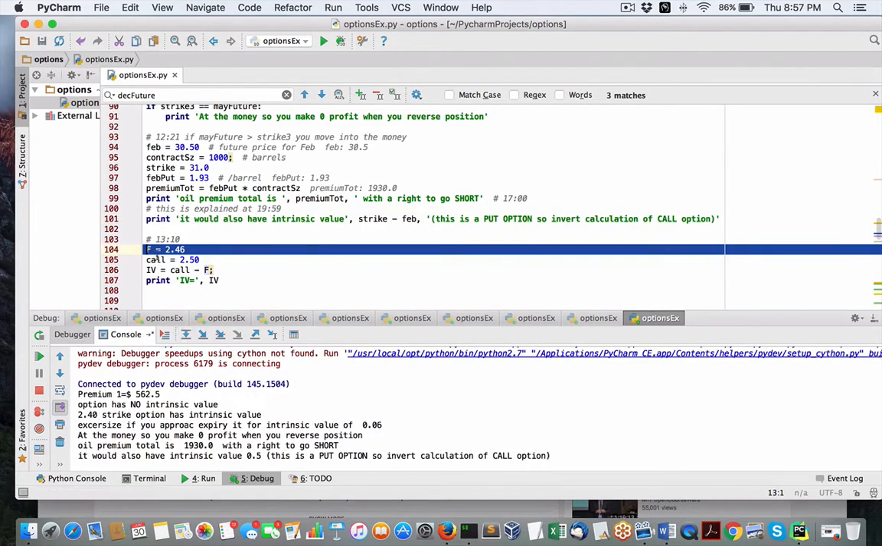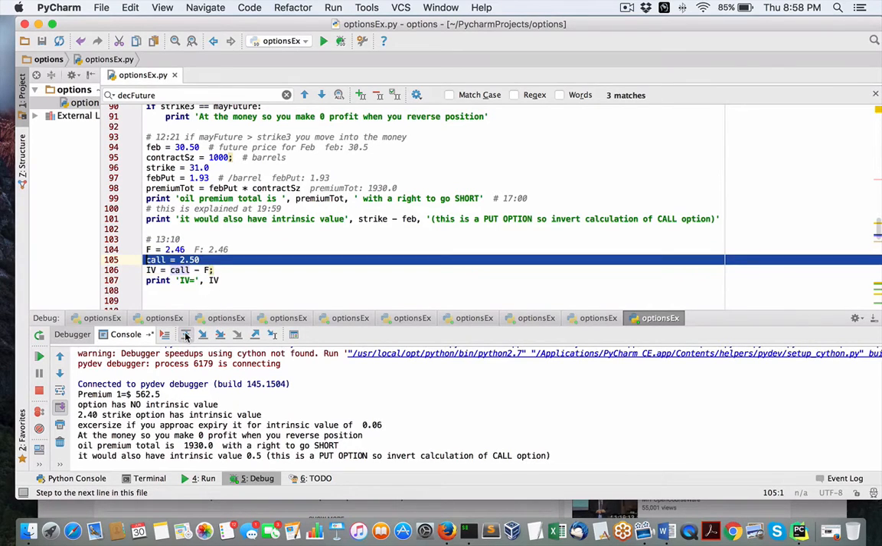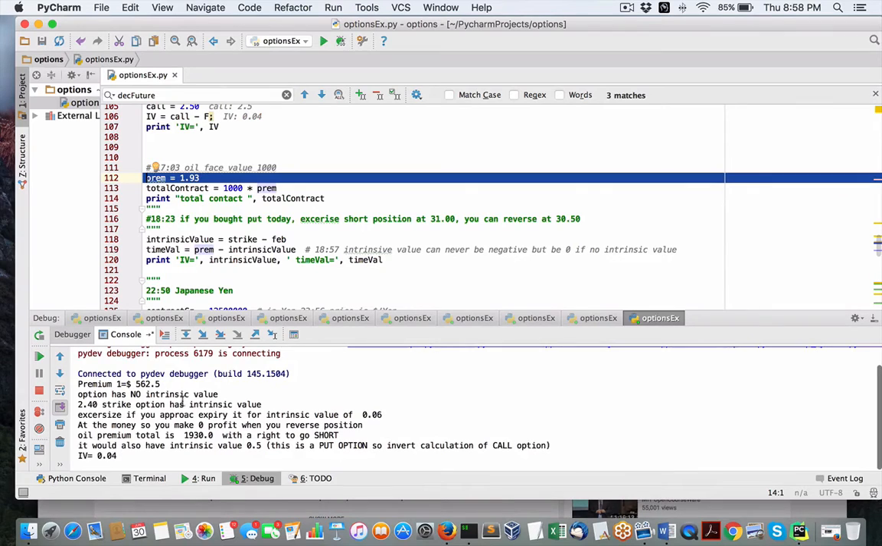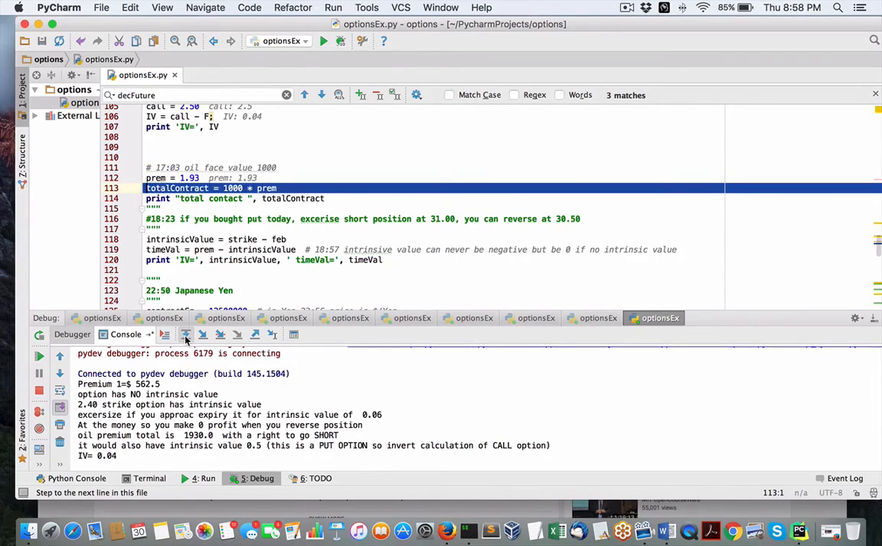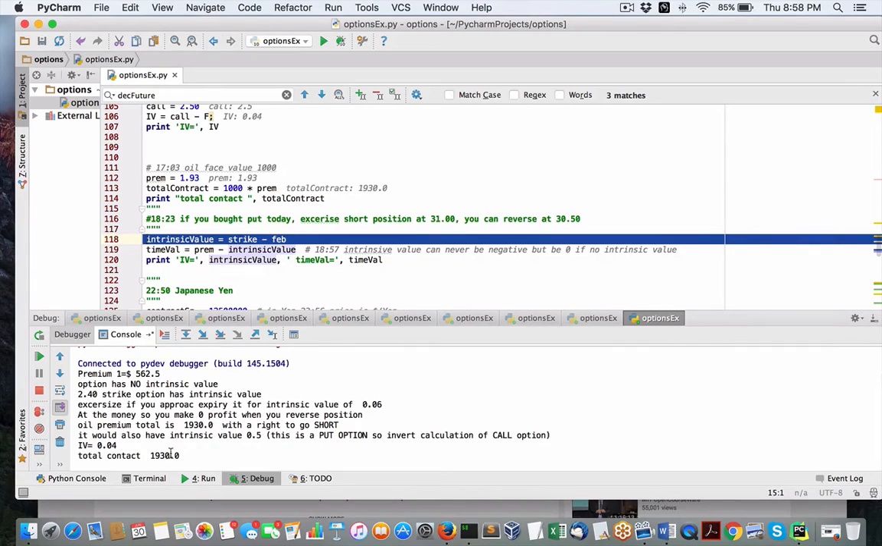Okay, so the next example is where we have a future set at 246, call option at 250. Intrinsic value, because it's a call, is the call minus the future price, and we're just calculating our intrinsic value at 4 cents. Okay, so the oil face value is 1,000, the premium's at $1.93, and the total contract size is 1,000 times the premium. So we know our total contract size will be 1930.